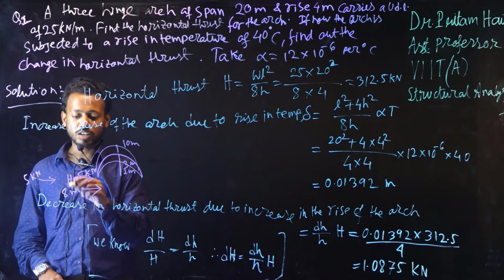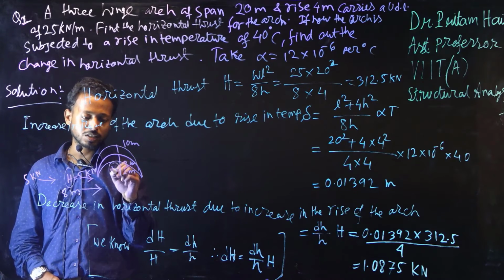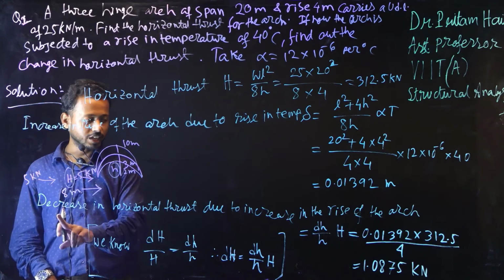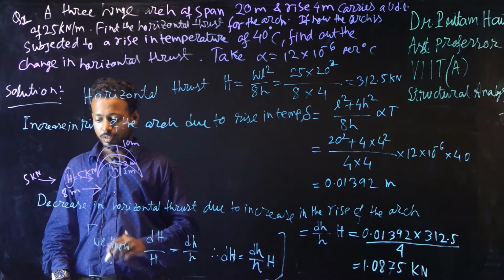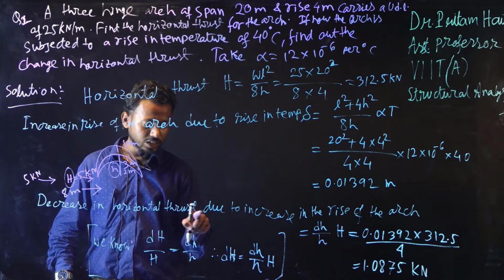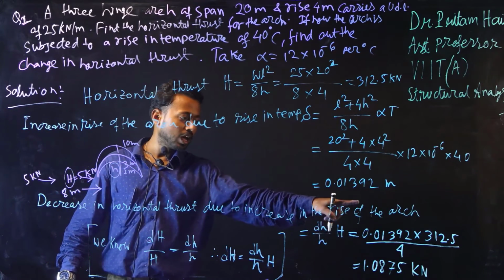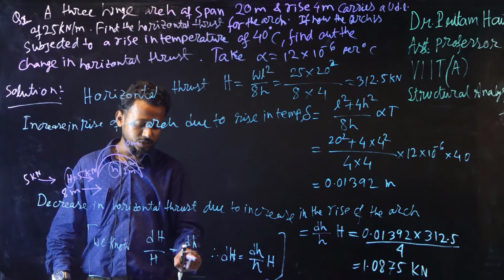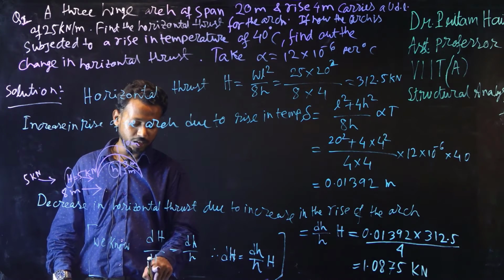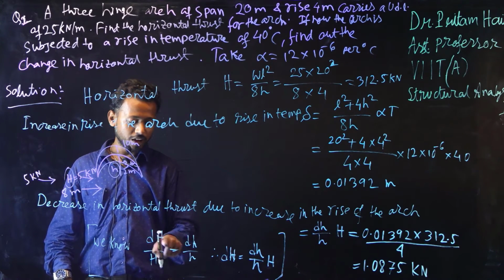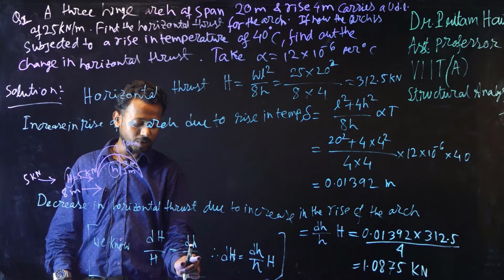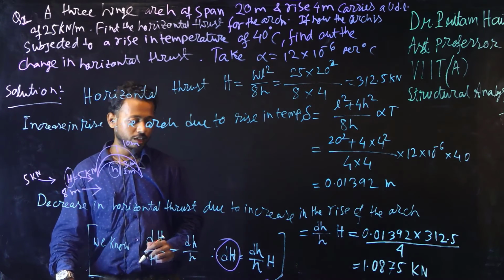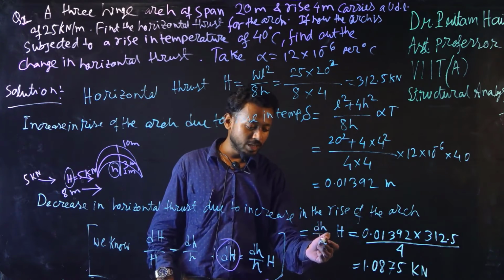Okay, so in this way the horizontal thrust and the rise of the arch are inversely proportional. Okay, if one decreases, the other will increase. Okay, that means decrease in the horizontal thrust due to increase in the rise of the arch. We know dH by H equals dh by h. Here d capital H by capital H equals d small h by small h. So we have dH equals d small h by small h into capital H. So this dH we have to calculate. Okay, so what we have, dh by h into H.